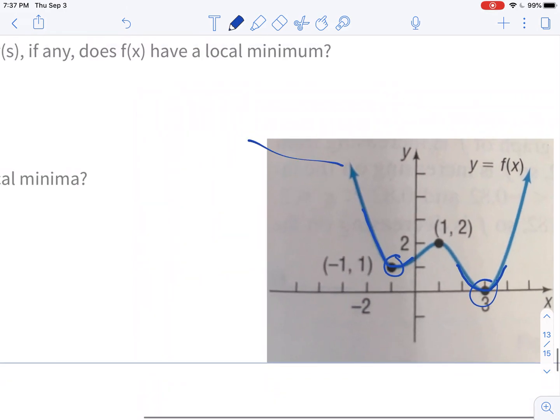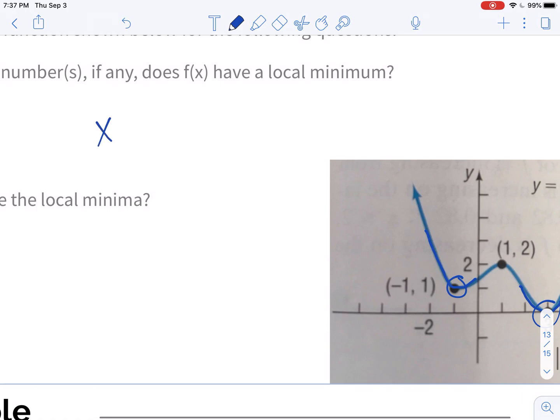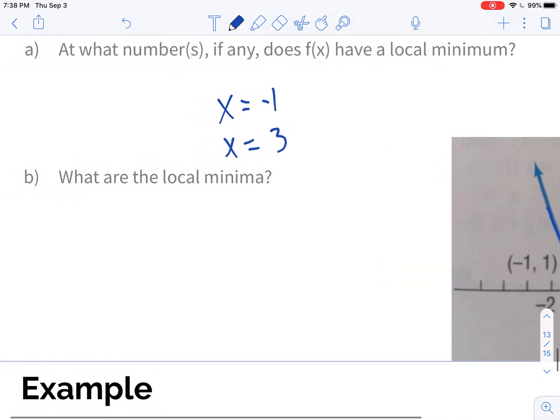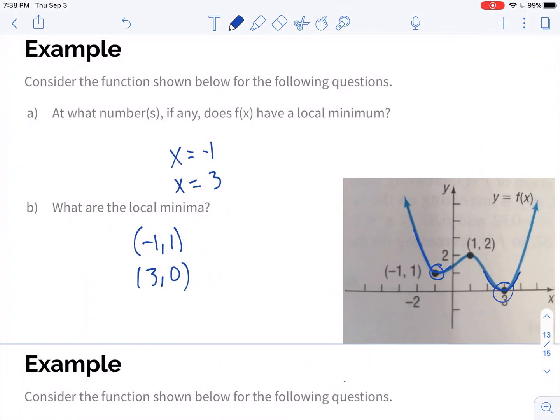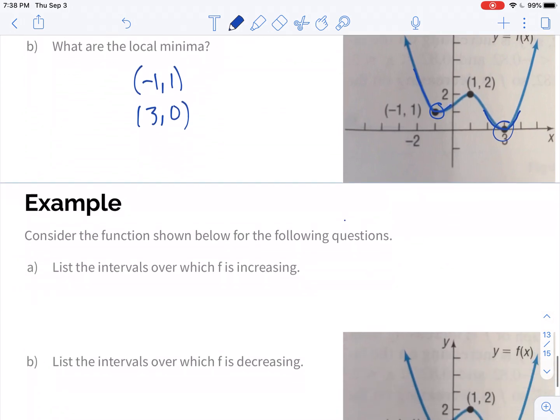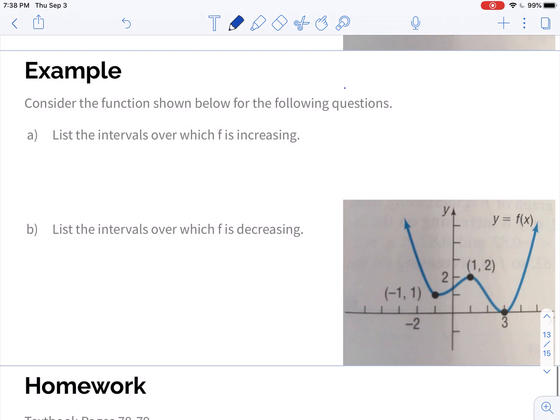Now, where are they? We've got one local minima at x is equal to -1. We've got another local minima at x is equal to 3. And what are the local minima? This is where I put in my ordered pairs, (-1, 1) and (3, 0). So those are my 2 ordered pairs. Those are my 2 local minima. It's all good. Again, I'm not too worried about you guys being able to spot those. That's pretty easy. Now, this is where it gets a little bit more complicated.